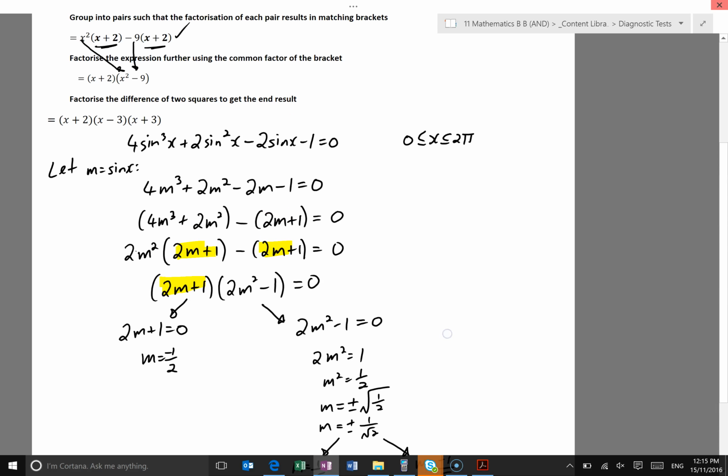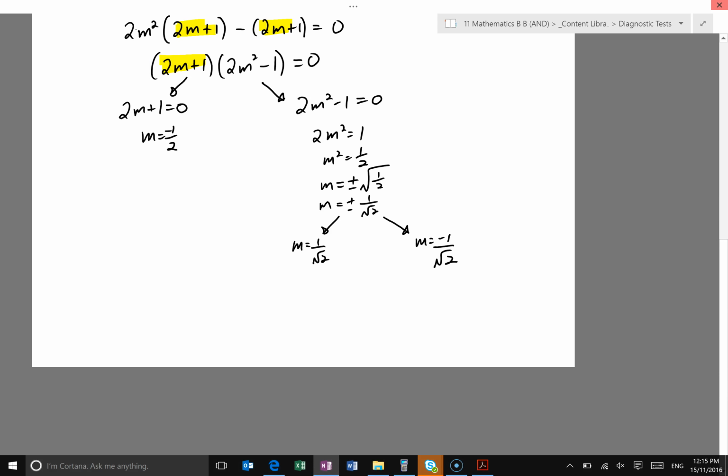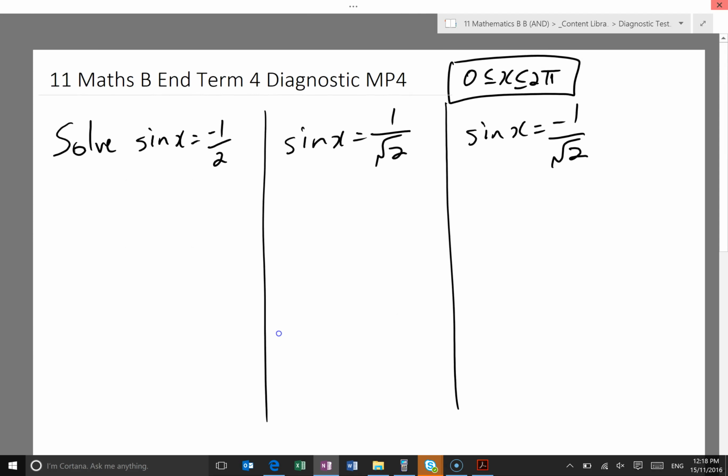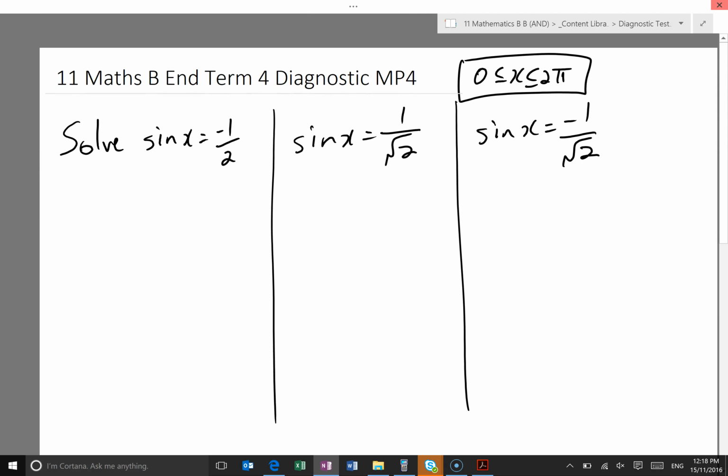Remembering that substitution I did, that m equals sine x, so I really need to solve the following three equations. So sine x equals minus a half, I need to solve sine x equals 1 on root 2, and I need to solve sine x equals minus 1 on root 2. So I'll do all that over the page. So I'm solving all three of these. If you got to this point, you should be pretty comfortable with these problems. So I'll just do the first one as a demo.